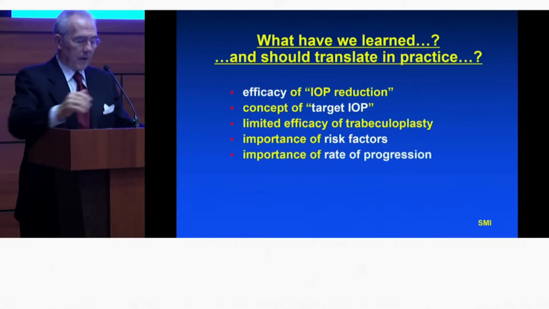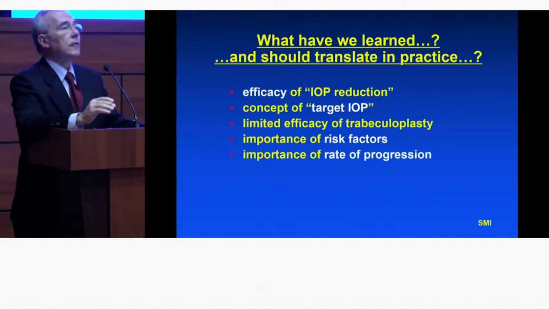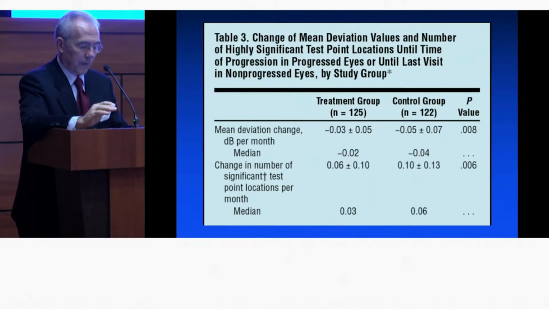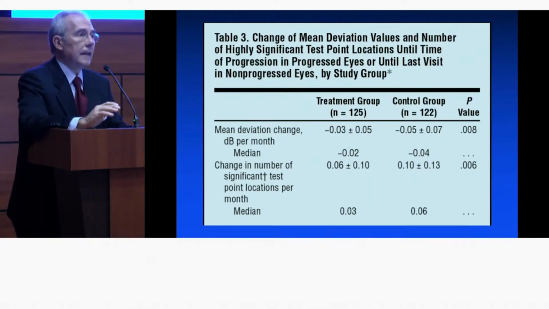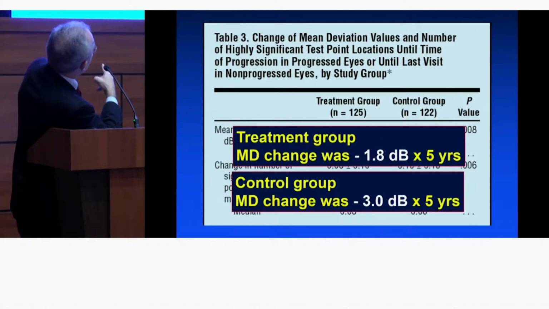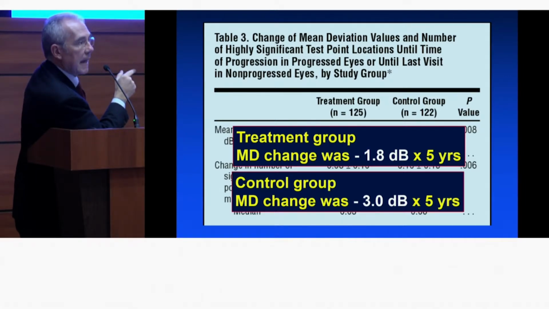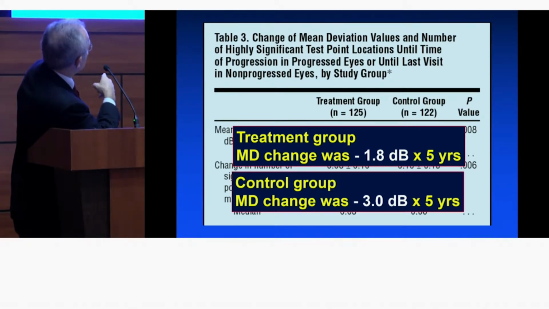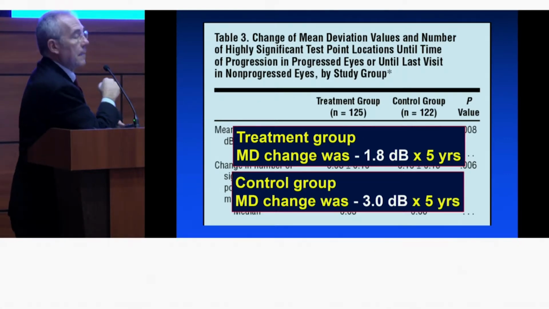What else? We have learned how important is the rate of progression. It was quite clear from the EMGT the difference in rate of progression between the treated arm, where the mean deviation change was minus 1.8 decibel per 5 years, as compared to the not treated arm, where the MD change was minus 3 decibel per 5 years.